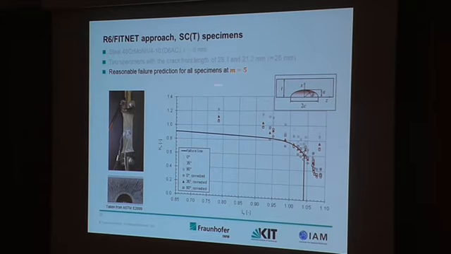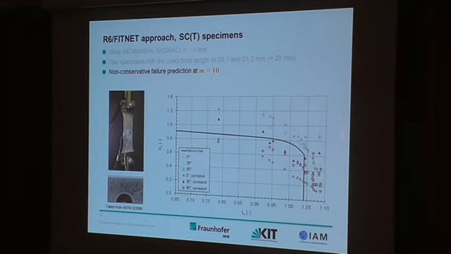So now we look at what happens if we change m from 5 to 10. In this case we get most points in the non-conservative range, so we would do the failure assessment in a non-conservative manner. So also in this case we should say something concerning the limited value of the m factor.